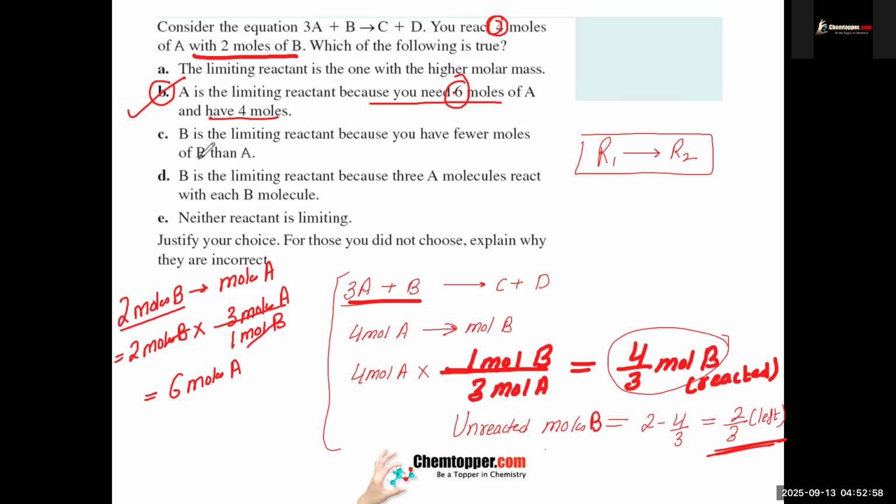B is the limiting reactant? No. B is not the limiting reactant. Neither reactant is limiting? No, definitely one reactant has to be limiting. The limiting reactant is the one with higher molar mass? No. It has nothing to do with that. It is just how much is left, how much is used.